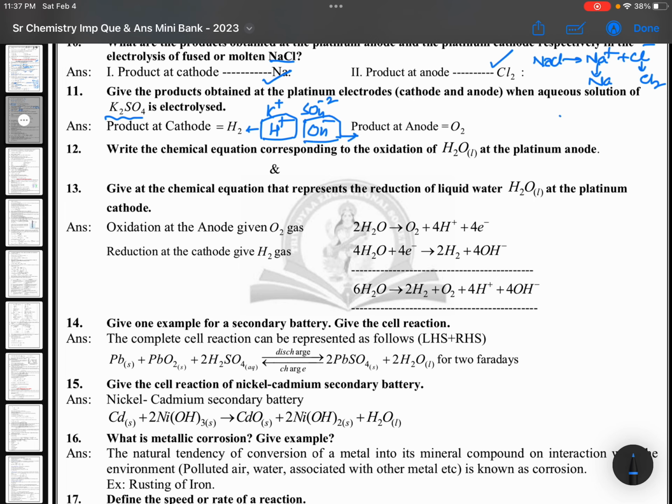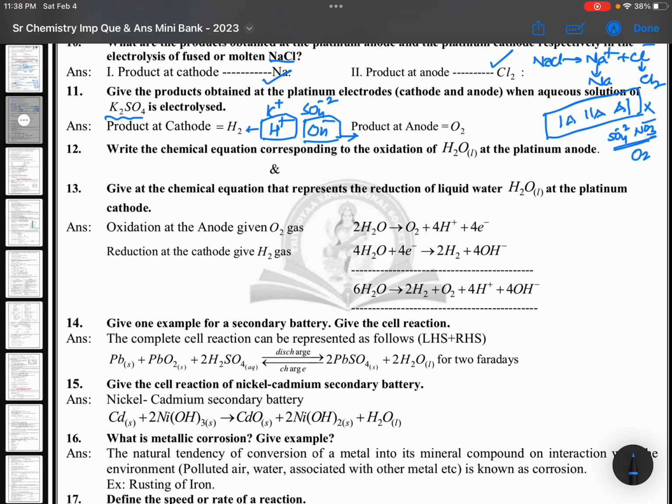Remember, first group A elements, second group A elements and aluminium, when you take their aqueous solutions, they are not deposited. Hydrogen will come. Sulfates, nitrates type of anions also are not deposited. In that case, oxygen will come. Remember this point.